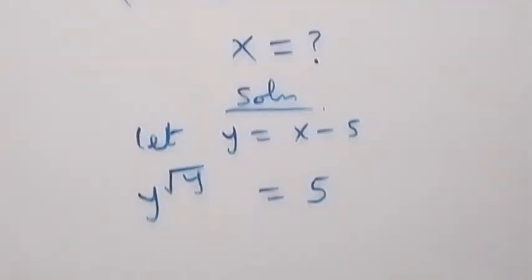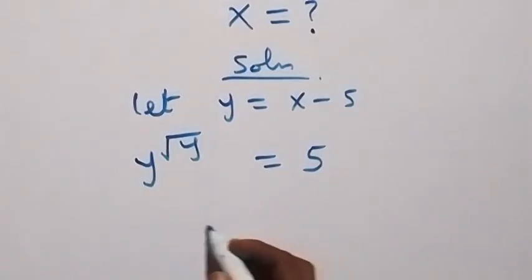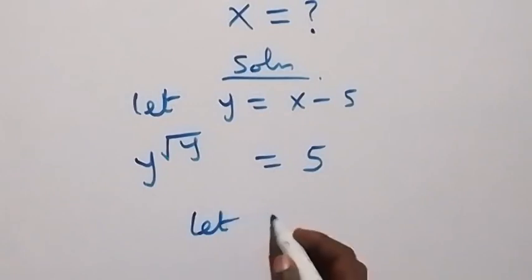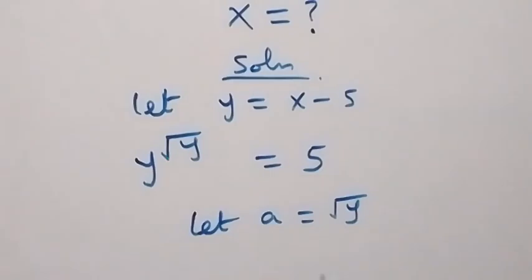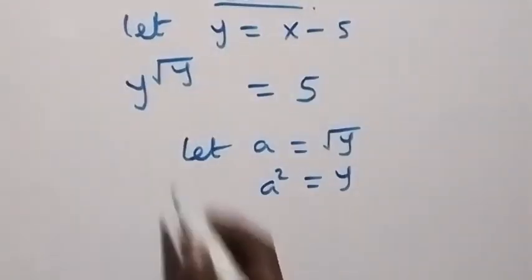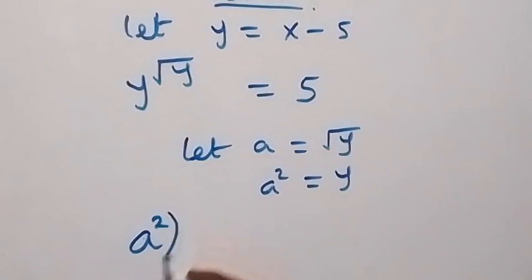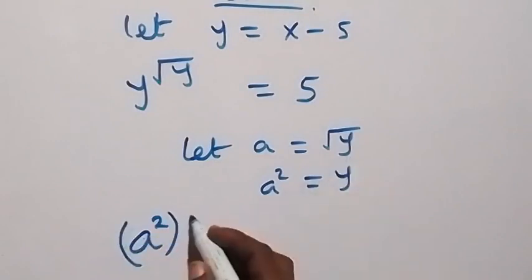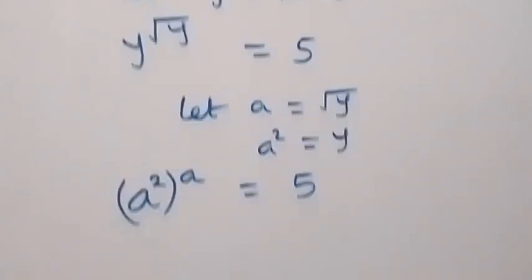Then from here, we can let a letter be root y. So also let a be equal to root y. Then from there, when we square both sides, a squared will be equal to y. Then also we can rewrite this again now as y, which is a squared, raised to power root y, which is a, equals 5 on this side.